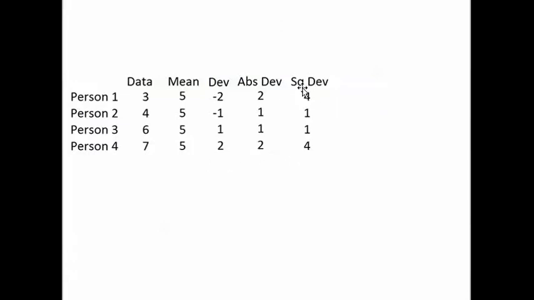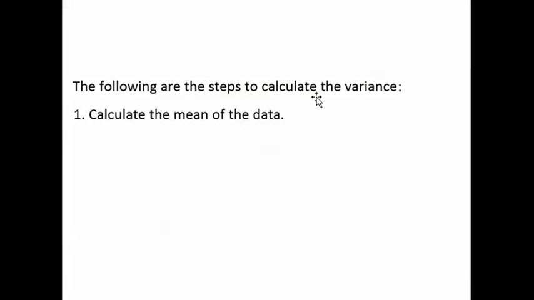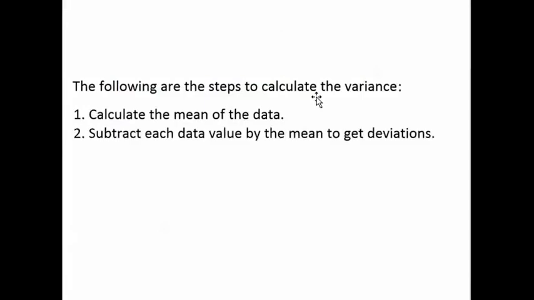And if you calculate these squared deviations, and you get this other column here, you can actually use this column to calculate two other values called the variance and standard deviation. And those are the last two measures of dispersion that we'll talk about. Let's now go over the steps to calculating the variance. You calculate the mean of the data. You subtract each data value by the mean to get the deviations. You square each of the deviations, so you multiply each deviation by itself.